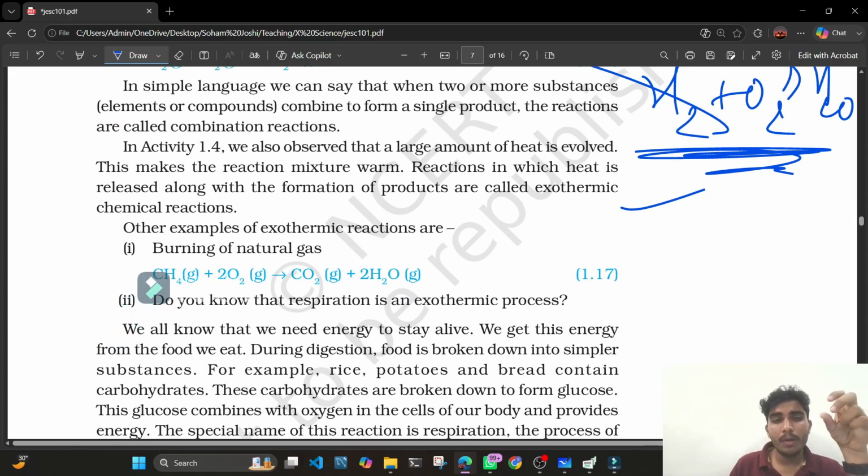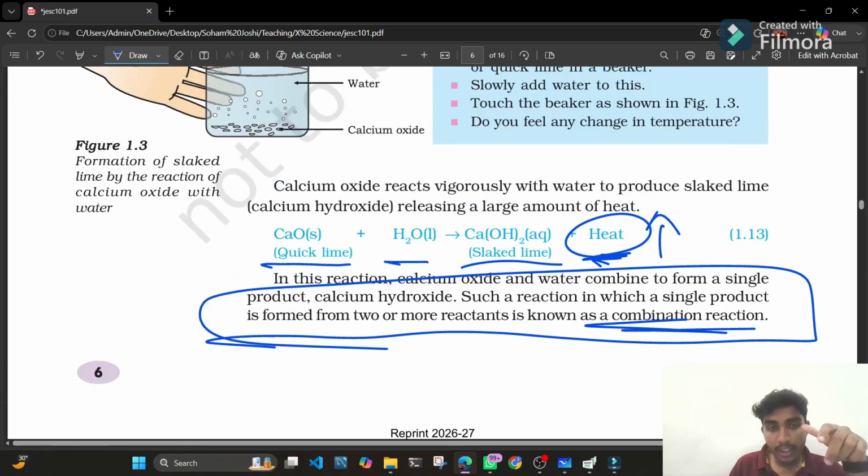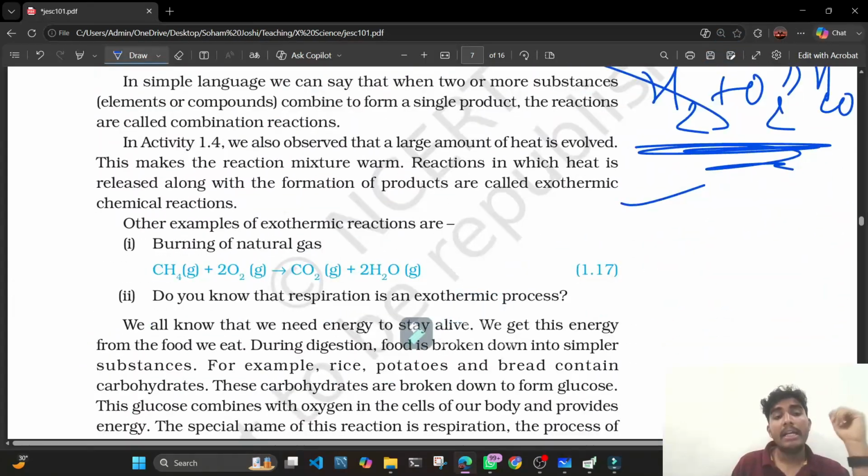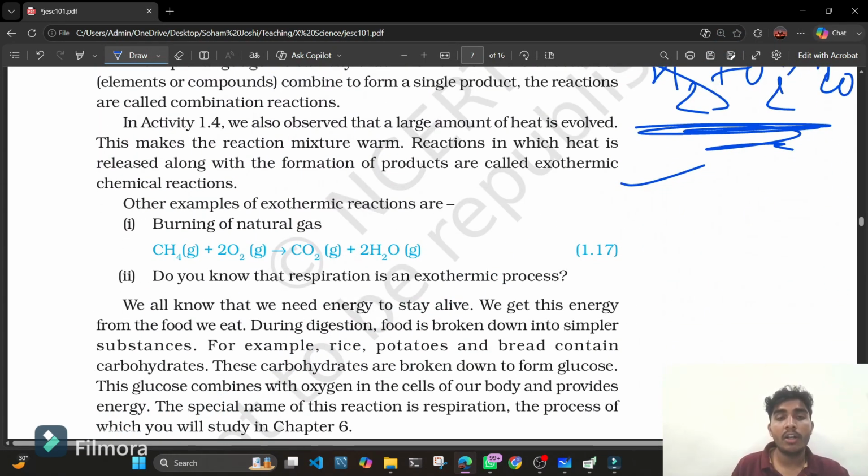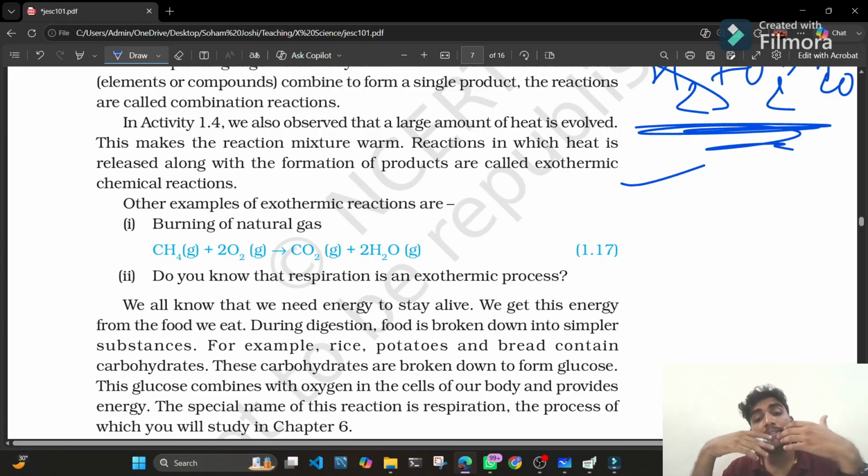Okay. You must also know what exothermic reactions are. As you saw over here, heat was generated. Basically, heat was released. The reaction in which heat is released along with the formation of products, these types of reactions are called exothermic chemical reactions. Exo means going outside, exo. That is why heat is released.